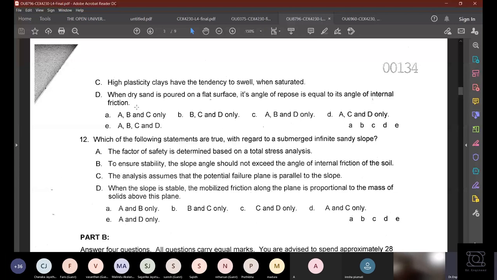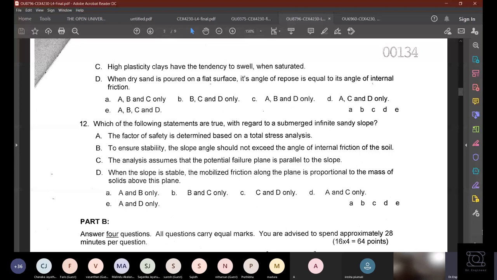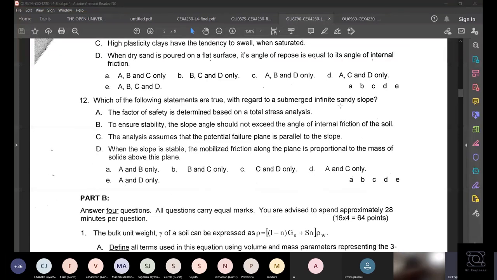Which of the following statements are true with regard to a submerged infinite sandy slope? This is a slope question, not available for the new syllabus. Even in the old syllabus, this is not an easy part to understand from the book, I think. I'll give the answer for this one. The factor of safety is determined based on the total stress analysis. No, because this is submerged, so in that case we have to consider the effective stress analysis. So A is wrong. If A is wrong, you can remove three options.